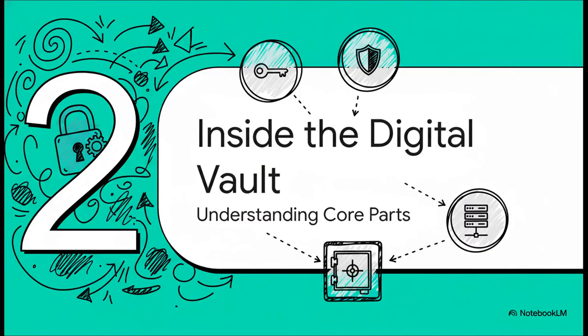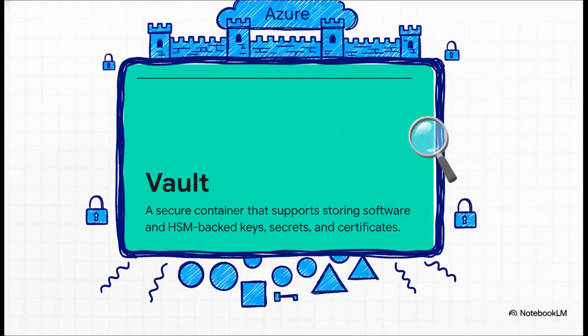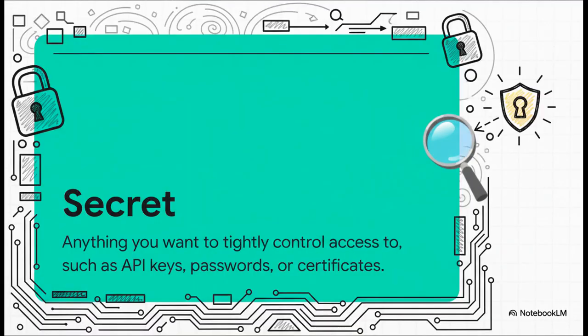Okay, so how does this digital fortress actually work? To really get it, we need to look at the three main pieces that make the whole thing tick. So let's take a peek inside. First up, you've got the vault itself. This is the container, the secure box. When you create a key vault in Azure, you're basically building this fortified structure that's managed and guarded 24/7 by all of Azure's infrastructure.